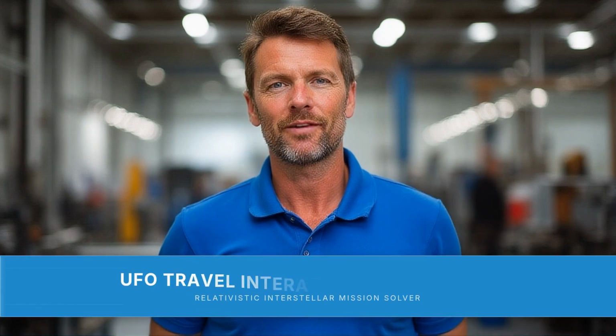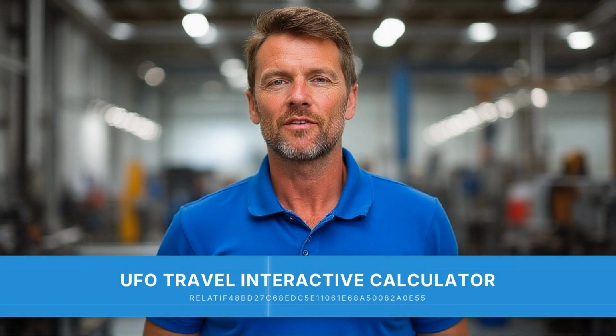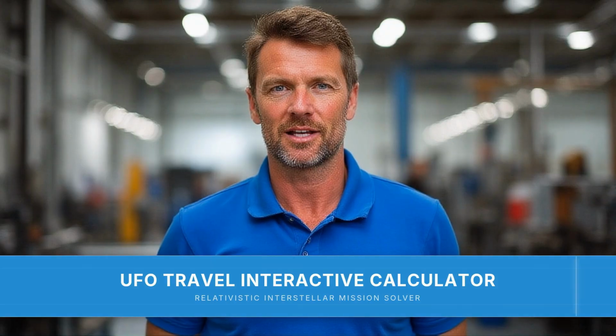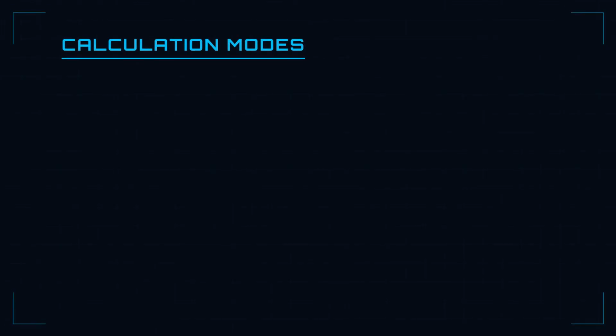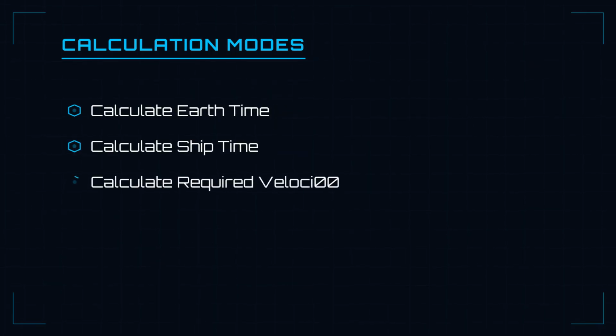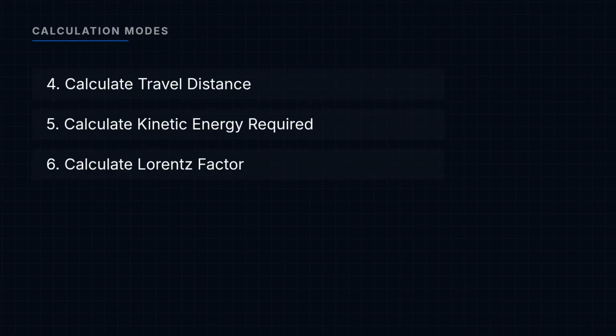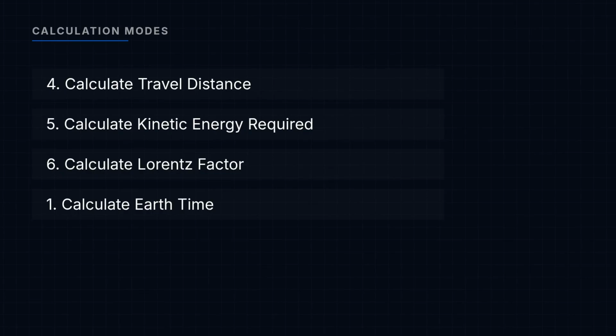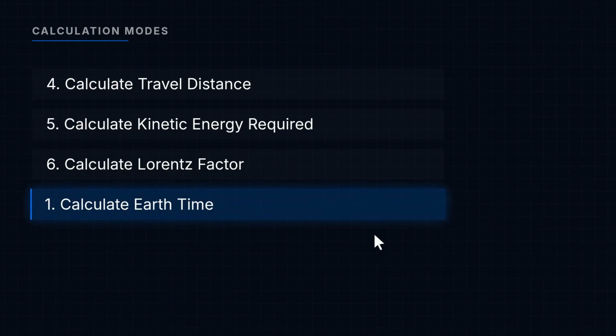This is the UFO Travel Interactive Calculator, which solves relativistic space travel calculations for interstellar missions. The calculator has 6 calculation modes available in the drop-down menu. Calculate Earth time, calculate ship time, calculate required velocity, calculate travel distance, calculate kinetic energy required, and calculate Lorentz factor. For this demonstration, I'll select Calculate Earth time.